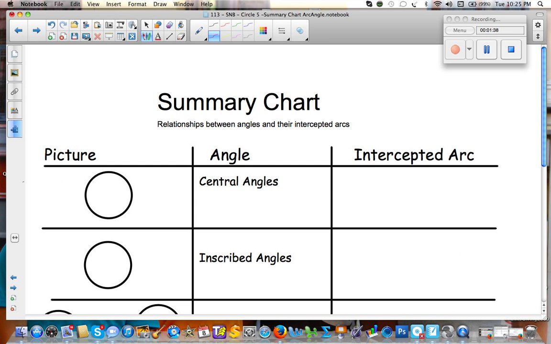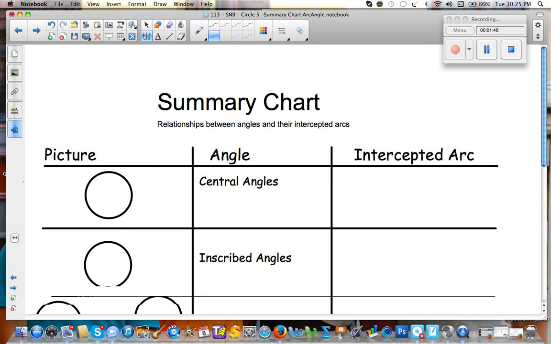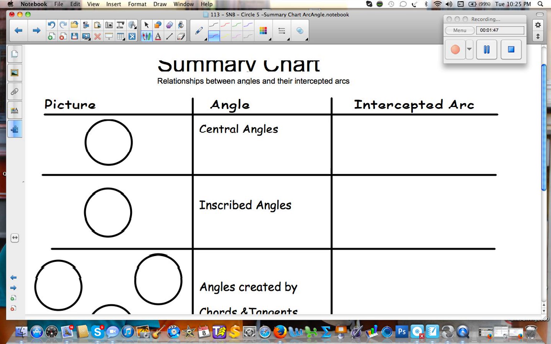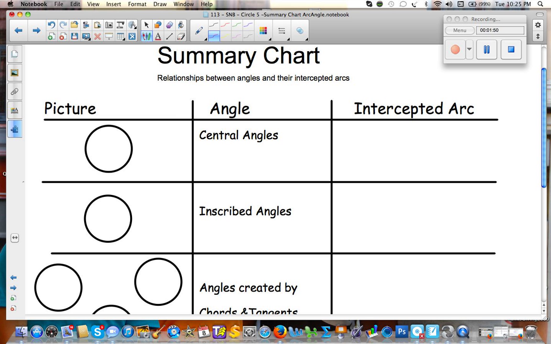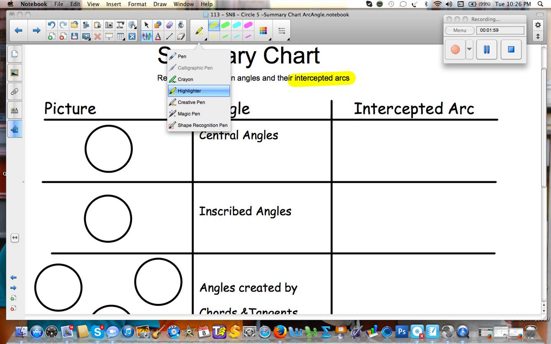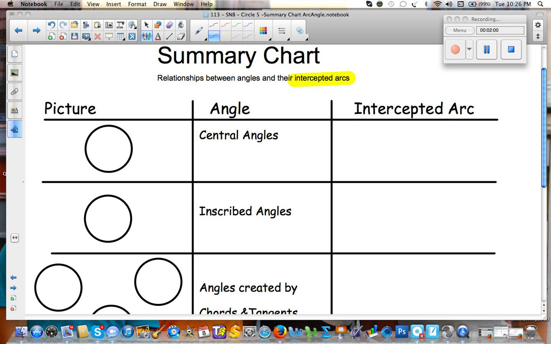We have the summary chart, and here we're going to summarize the important things about the relationships between angles and their intercepted arc. One of the first things we have to make sure we understand is what an intercepted arc is. So we're going to highlight these in yellow as we go through, and I hope that as I'm drawing these parts on these circles, you also are drawing them on your paper.